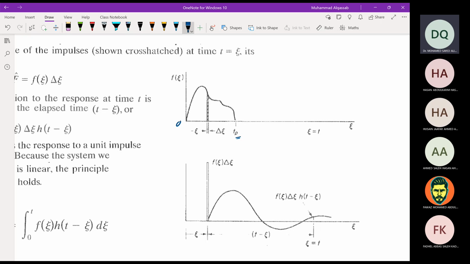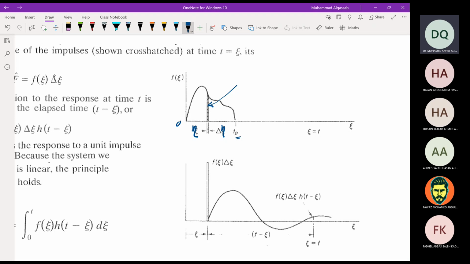It is f hat times h of t minus a. Now he didn't say a, he's using the Greek letter eta. I will use this as eta. So the duration is delta eta that goes to 0, and this makes it an impulse, and eta is the time at which the impulse is considered. So you find the solution due to this impulse, which is applied at t equal to eta.